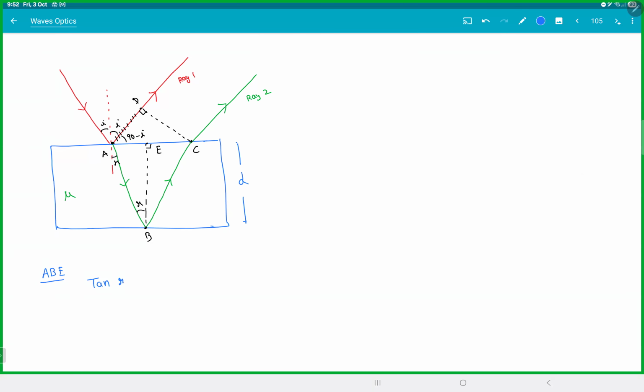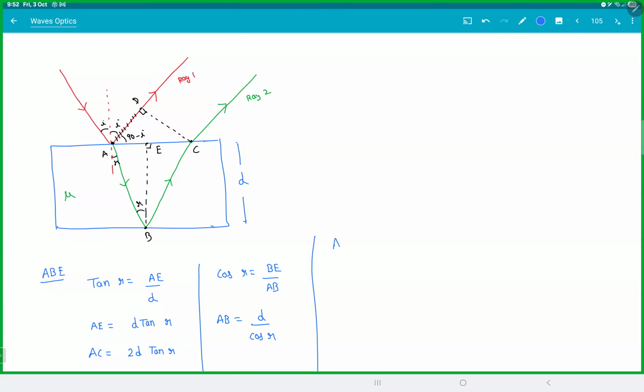We have tan R is equal to the opposite side AE by the adjacent side D. AE is equal to D tan R. That means AC is equal to 2 times D tan R. And also cos R is equal to BE by AB. That means AB will be D by cos R.